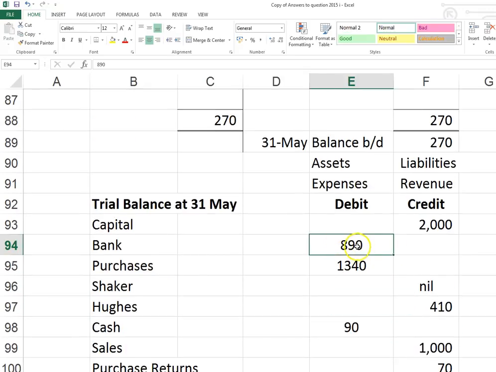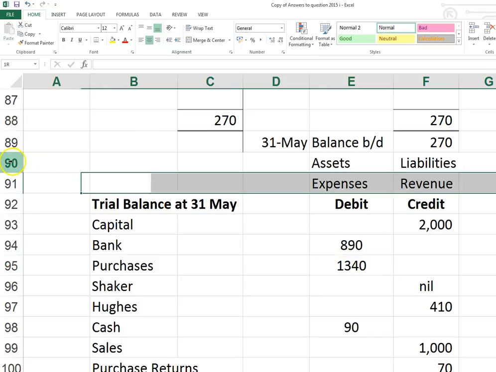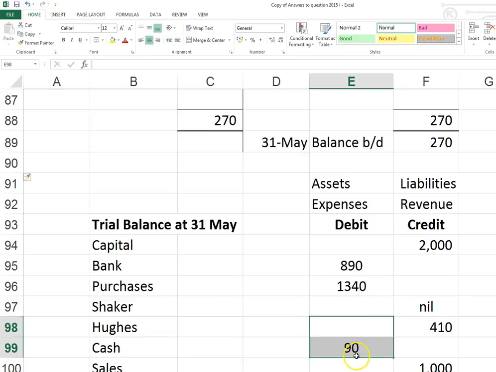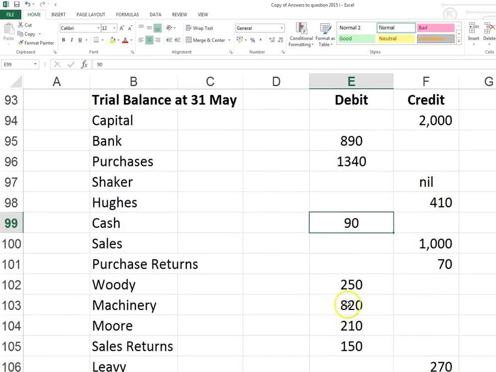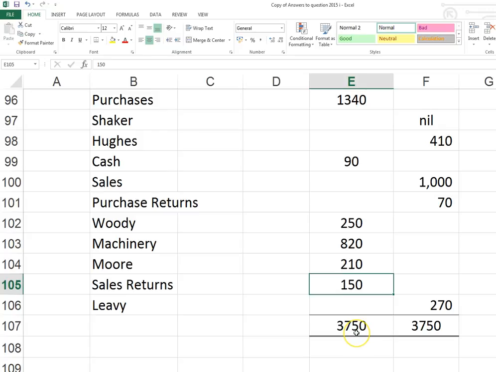And on the debit side here, bank, money in the bank, is an asset. Purchases is an expense account. Cash is an asset, so I'd expect that there. Woody is a debtor or an accounts receivable, someone we sold goods to on credit and they owe us money, so an asset. Machinery is an asset. Moore, another accounts receivable, another asset. Sales returns is a type of expense. It reduces our income. And that's it.